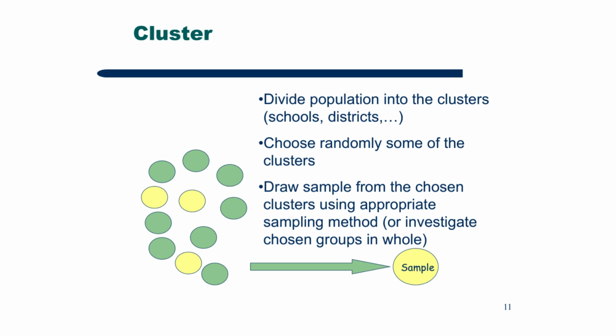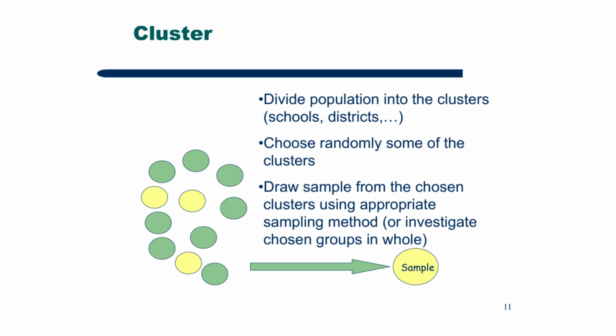Steps. Divide the population into clusters, for example, by schools or geographic areas. Randomly select some of the clusters. Not all clusters are included, only a few chosen at random. Draw samples from the selected clusters. This can be done by one-stage cluster sampling: investigate all individuals within each chosen cluster. Or two-stage cluster sampling: taking a sample within each selected cluster using another method, like simple random or systematic sampling.